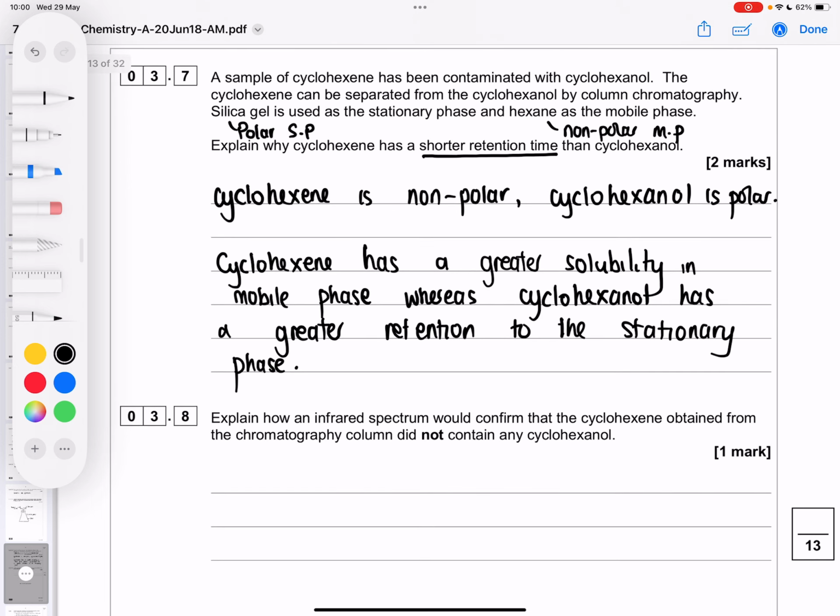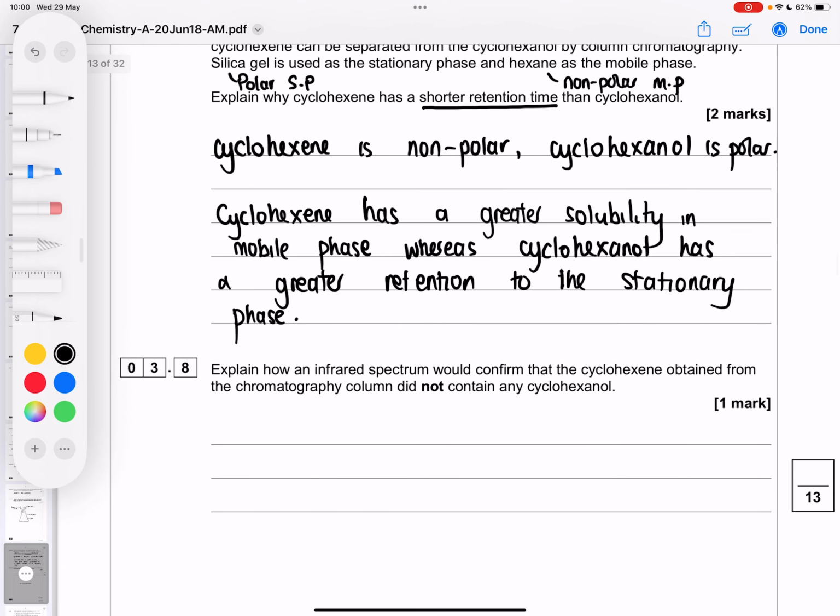Explain how an infrared spectrum would confirm that the cyclohexene did not contain any of this OH alcohol. So we'd have no absorption at 3,230 to 3,550 cm⁻¹ due to OH alcohol.